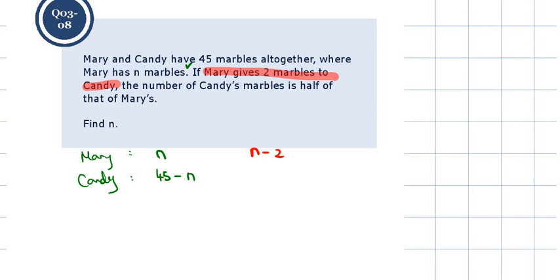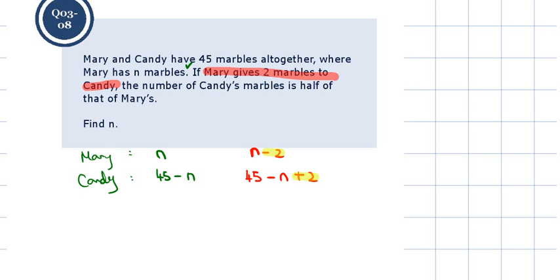The number of Candy's marbles, so what would Candy get? Candy would get 45 minus n plus 2. Where does that plus 2 come from? Well, this minus 2 becomes a plus 2 here now.